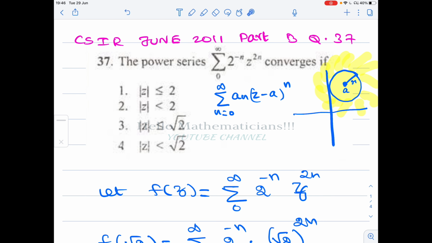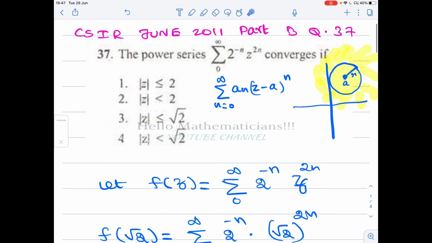This definition is enough to solve this problem. Let's see why. They are saying that the power series summation 0 to infinity 2 power minus n z power 2n converges if mod z less than or equal to 2, mod z less than 2, mod z less than or equal to root 2, mod z less than root 2. You see, these are all disks, some regions like this. That is why I explained this concept of radius of convergence.